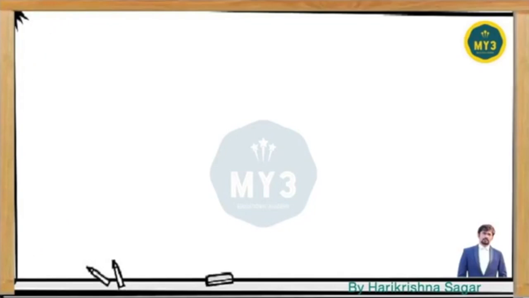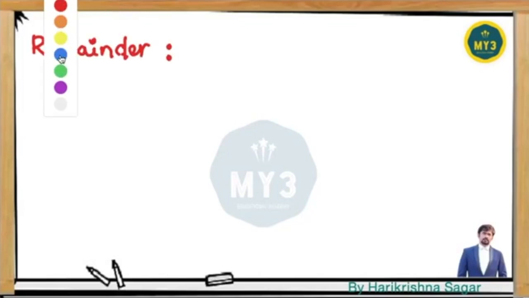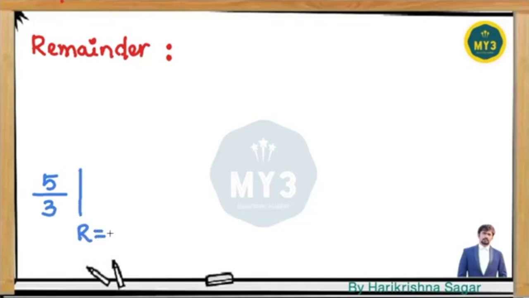So anyone, can you please tell me? See, for example, I'm just giving a simple question. You can respond with your answer in the chat box. 5 divided by 3. What is the remainder is the question. We can say 5 by 3, the quotient is going to be 1, 3 ones are 3. We are left with a remainder of 2.